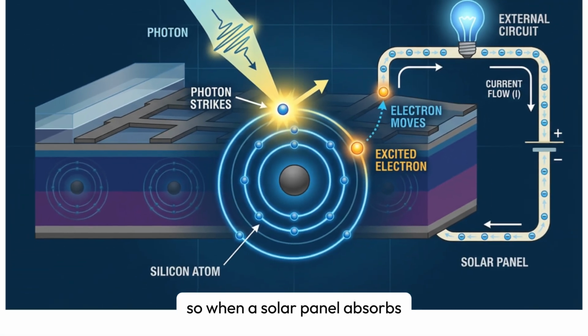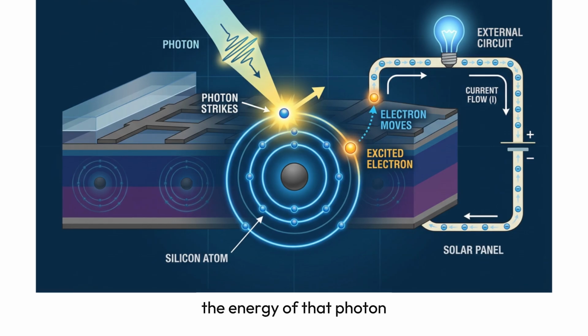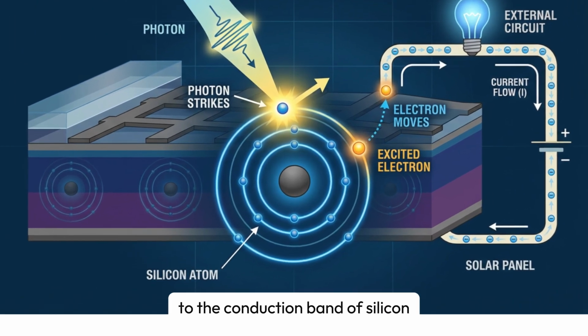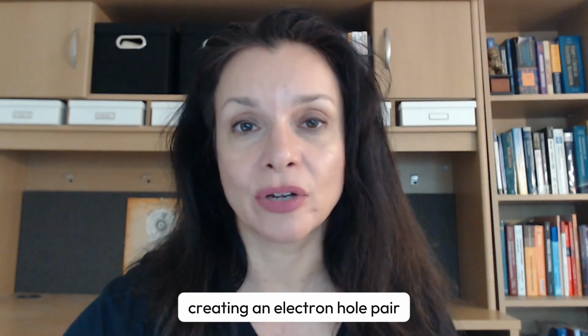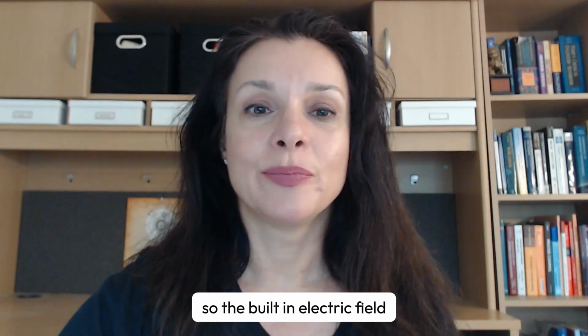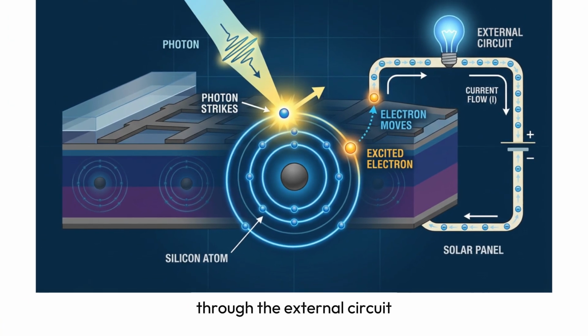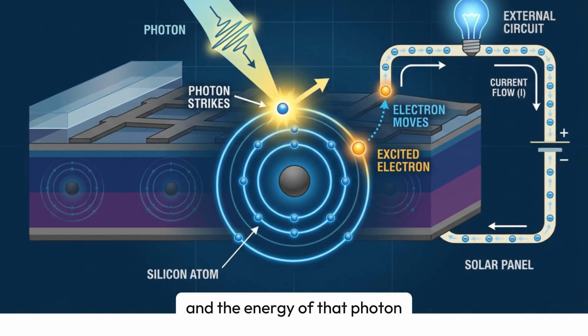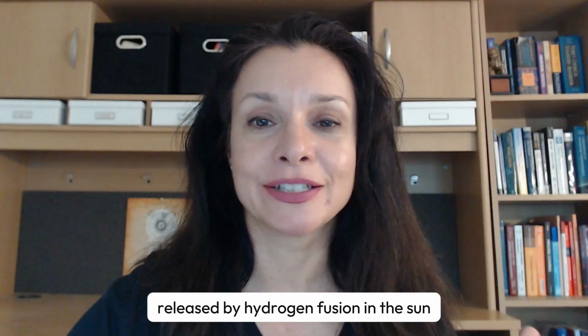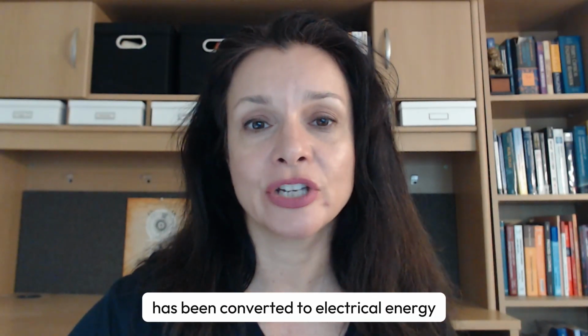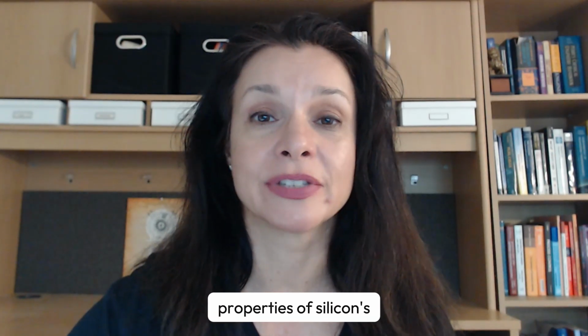So when a solar panel absorbs a photon of sunlight, the energy of that photon knocks an electron from the valence band to the conduction band of silicon, creating an electron-hole pair. The built-in electric field of the p-n junction sweeps the electron through the external circuit as electrical current. And the energy of that photon, which was originally released by hydrogen fusion in the sun, has been converted to electrical energy through the quantum mechanical properties of silicon's atomic structure.